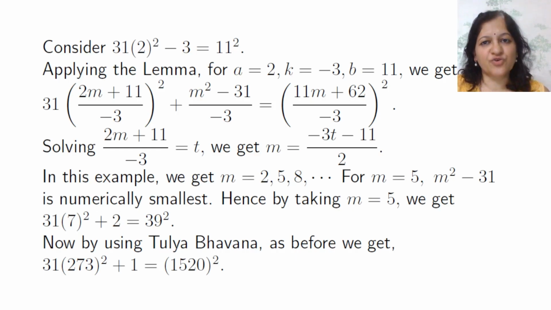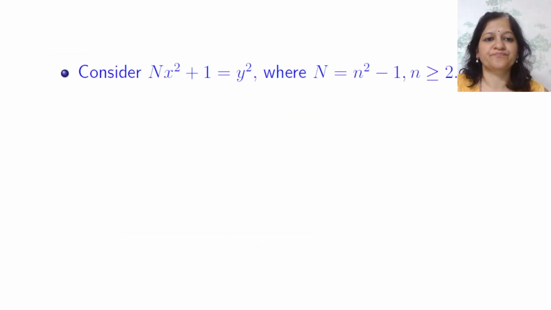In the Bhavana method, we have to find auxiliary equations by trial, but in the Chakravala method, you just find the nearest square and then consider that suitable auxiliary equation. Then you can apply the lemma again and again, but for finitely many steps, and finally, when the constant is -1 or ±2 or ±4, using Tulya Bhavana we get the final solution. So this is a concrete algorithm. There is no trial method involved in Chakravala.